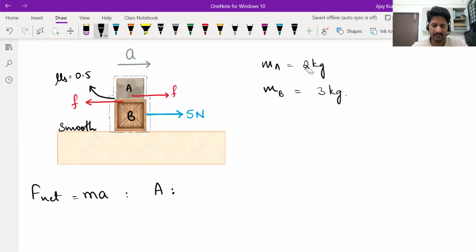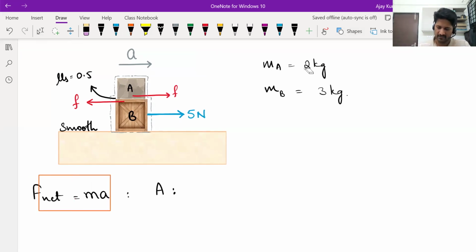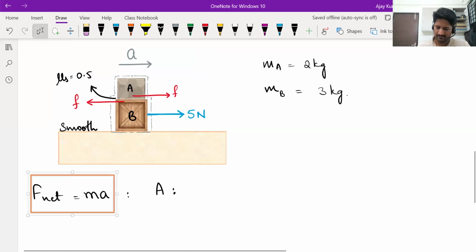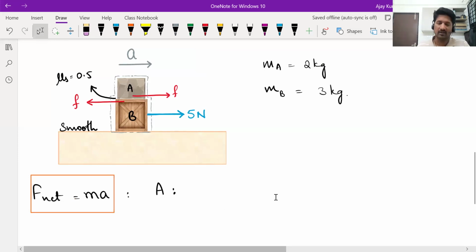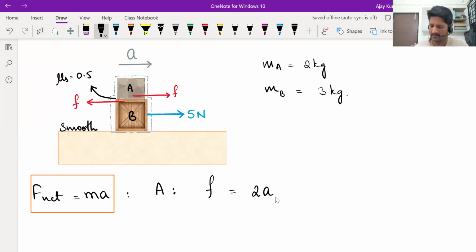Sir, 2A, sir. What is 2A? 2A is F. No. See, Newton's second law has to be in this form. F net equal to ma. Tell me the complete equation. F is equal to 2A, sir. On A, the net force is friction itself. So you are going to write F is equal to 2a, where small a is the acceleration with which the blocks slide.